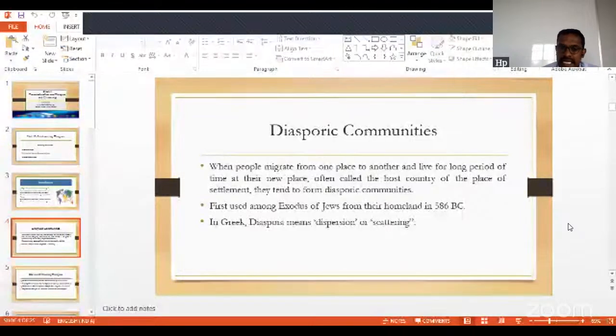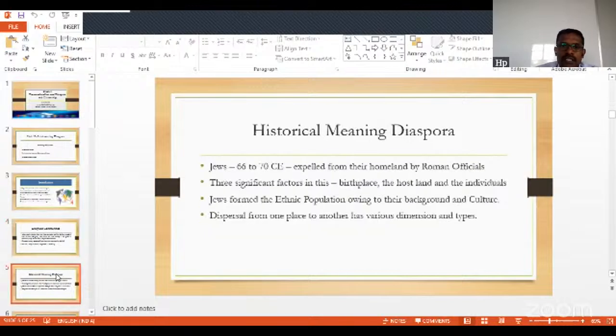In the Greek term, diaspora means dispersion or scattering. So the literal meaning is that they are all scattered, and they have their different lifestyles in different countries, not in their original country. So the historical meaning of diaspora, as I have said, is that they were expelled from the homeland by Roman officials.